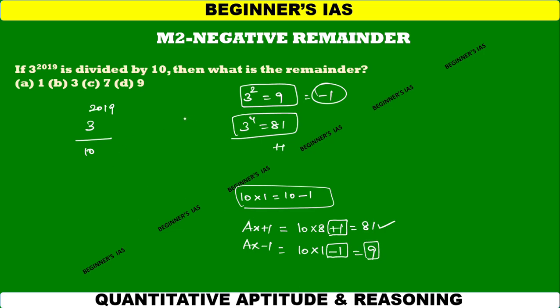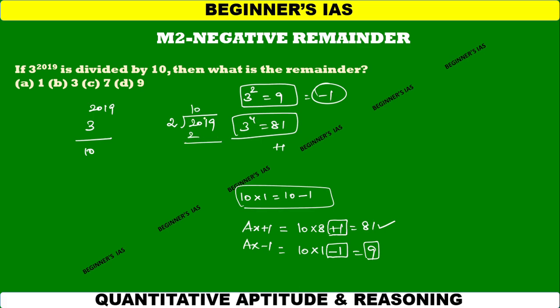Here what you have to do is split the power. Okay, you have to split. Just divide 2019 by 2. Just try to get the answer here. 1s are 2.